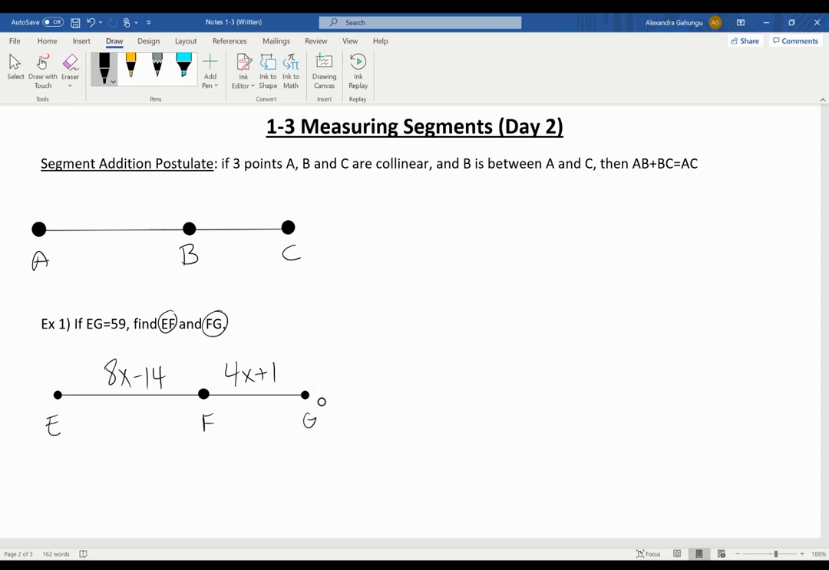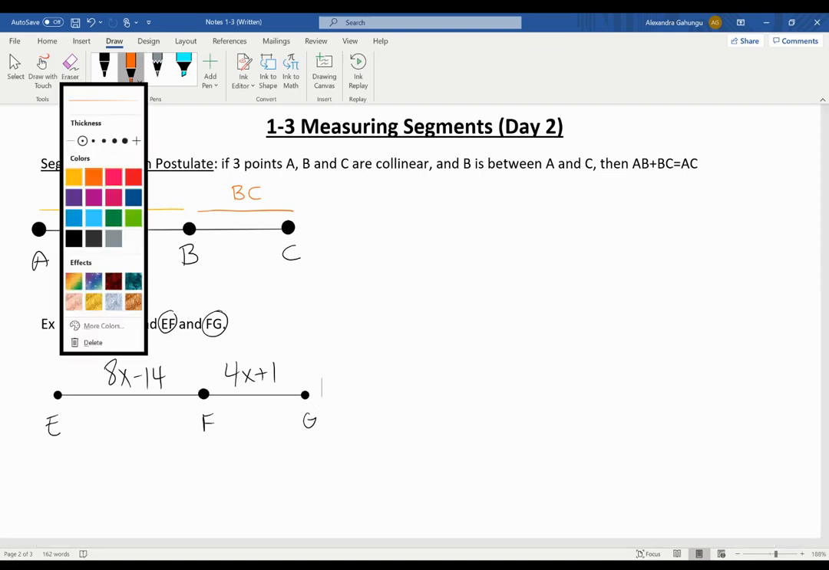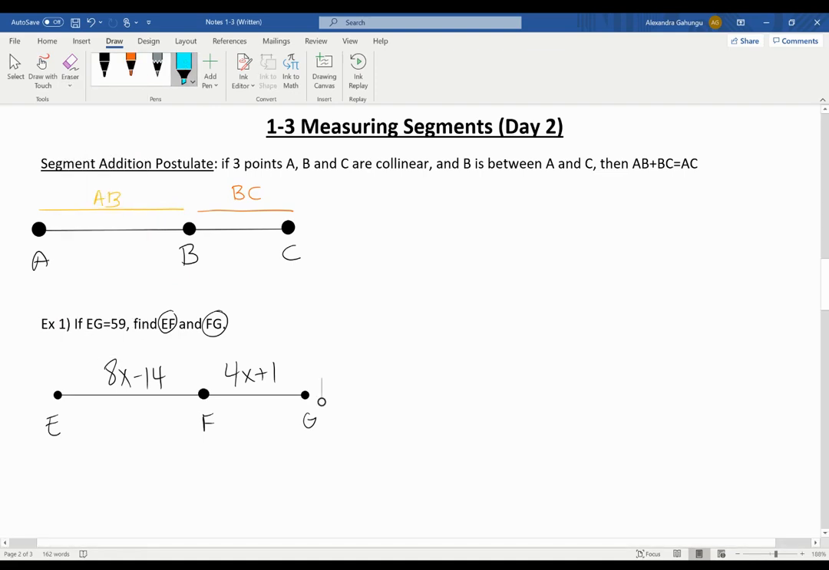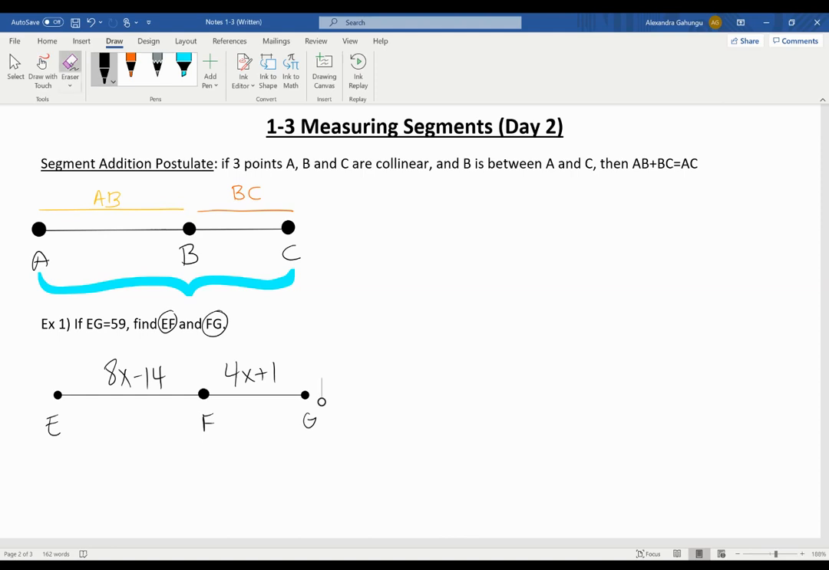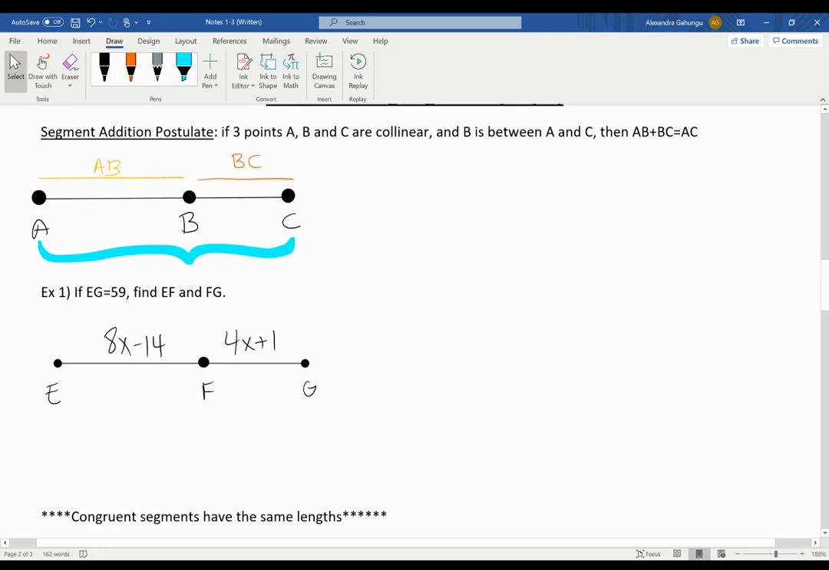Then I know that segment AB plus BC, if we add those two segments together, we know that they are going to add up to the whole AC. So the segment addition postulate is basically like part plus part equals the whole. That's what we're looking at here. And if I look at our first example, we're going to use the segment addition postulate to help us find the parts of our segments.